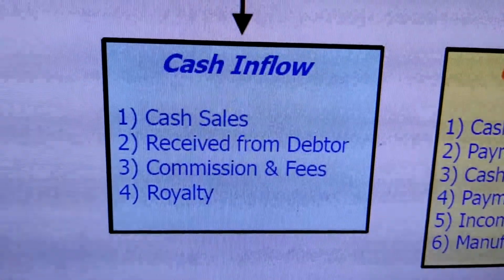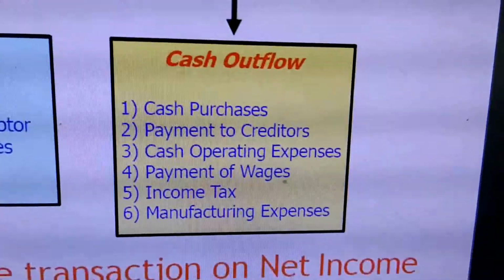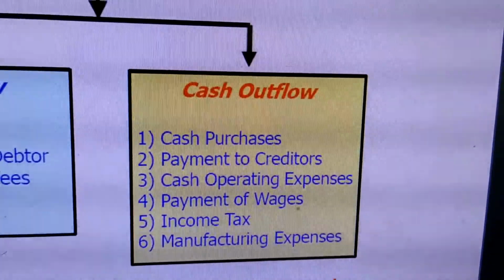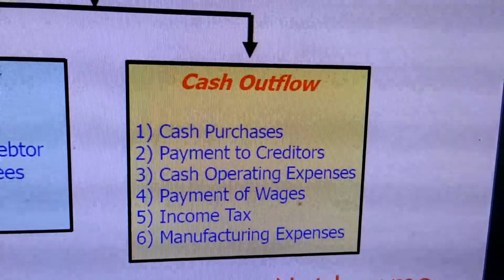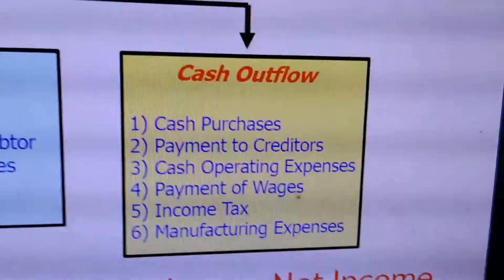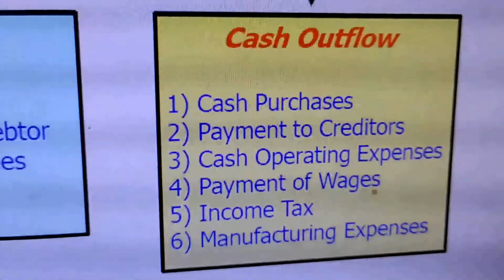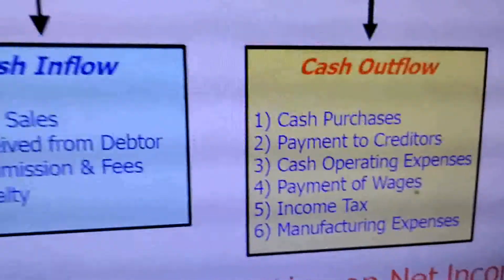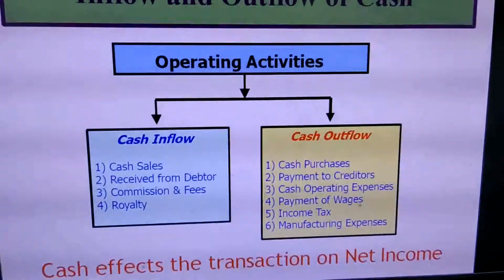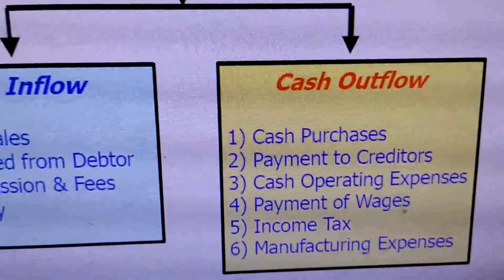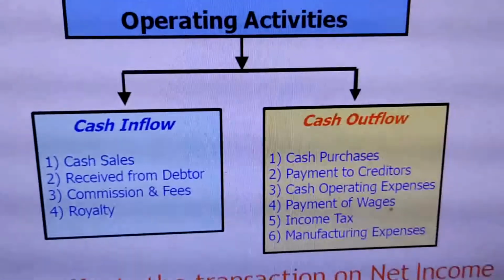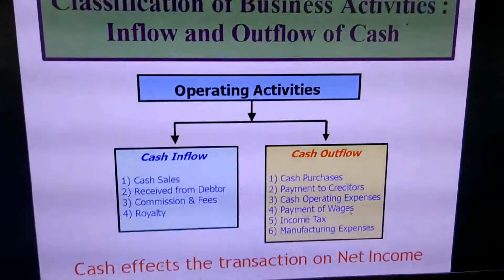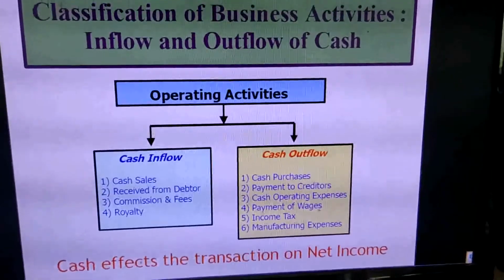And if you go for cash outflows: cash purchases and payment to creditors, cash operating expenses, payment of wages, income tax, manufacturing expenses. These kinds of operating items will reduce your cash balance. So with the help of operating activities, you may have some incoming and some outgoing of cash, inflow and outflow of cash. So cash affects the transactions on net income.